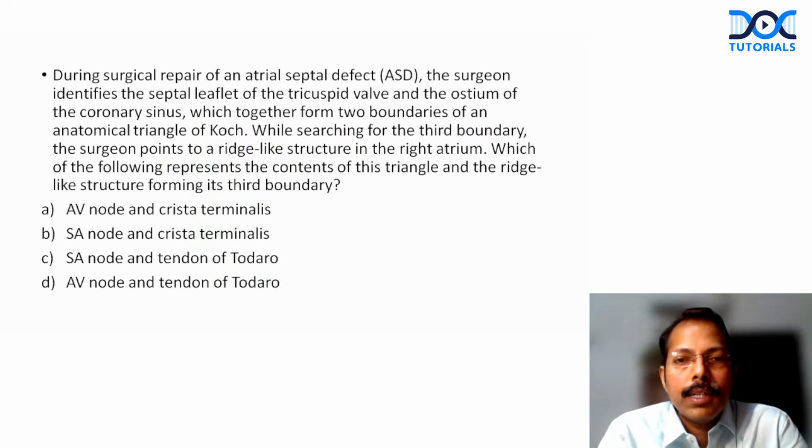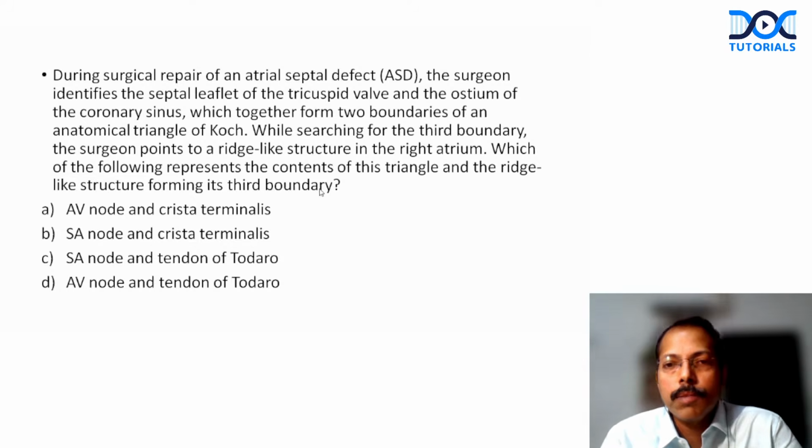And this is again a scenario-based question. During surgical repair of an ASD, the surgeon identifies the septal leaflet of the tricuspid valve and the ostium of the coronary sinus, which together form two boundaries of an anatomical triangle of Koch. While searching for the third boundary, the surgeon points to a ridge-like structure in the right atrium. Which of the following represents the contents of this triangle and the ridge-like structure forming its boundary?